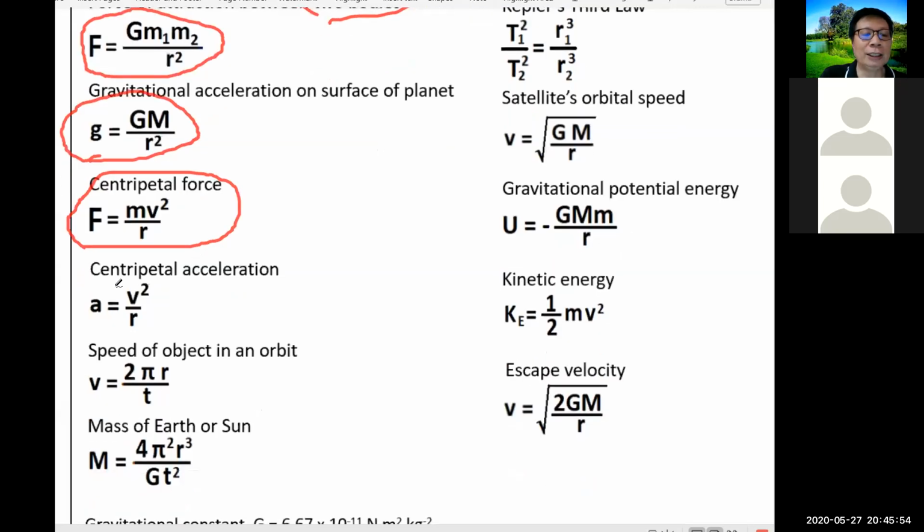Okay. Next is centripetal acceleration. This is an acceleration. This one and this are related. This one is to find the centripetal force. This one is to find the centripetal acceleration, v squared over R. Okay, another one is to find the speed, orbital speed, the speed of object in an orbit. This is the normal formula to find the speed. You take one circle, right? The circumference is 2 pi r. So 2 pi r divided by the period.